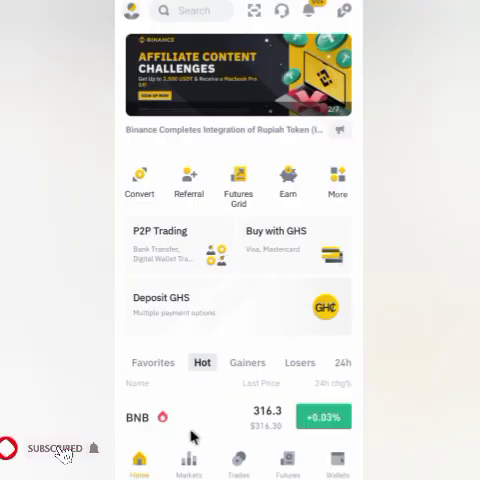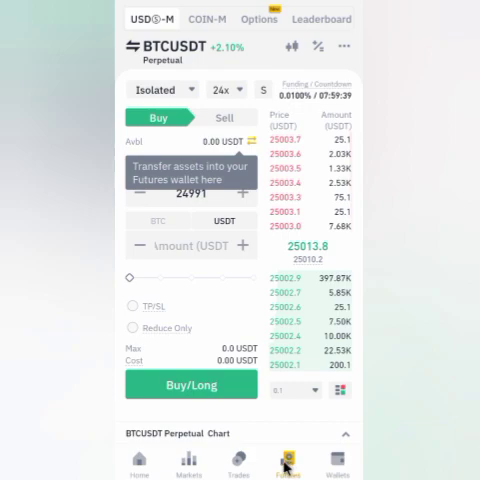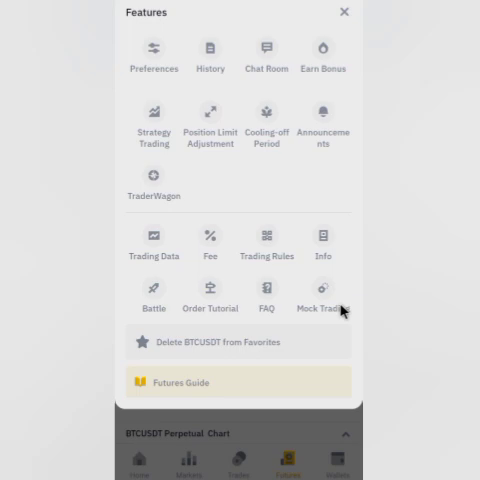When you open the Binance app, this is the Binance page. Then you go to the features, as the arrow is pointing. You click on features, and this is the features page. At the top right corner, you see the three horizontal dots, as the arrow is pointing to. You click on that, and down here you have the mock trading, as the arrow is pointing to. You click on the mock trading.